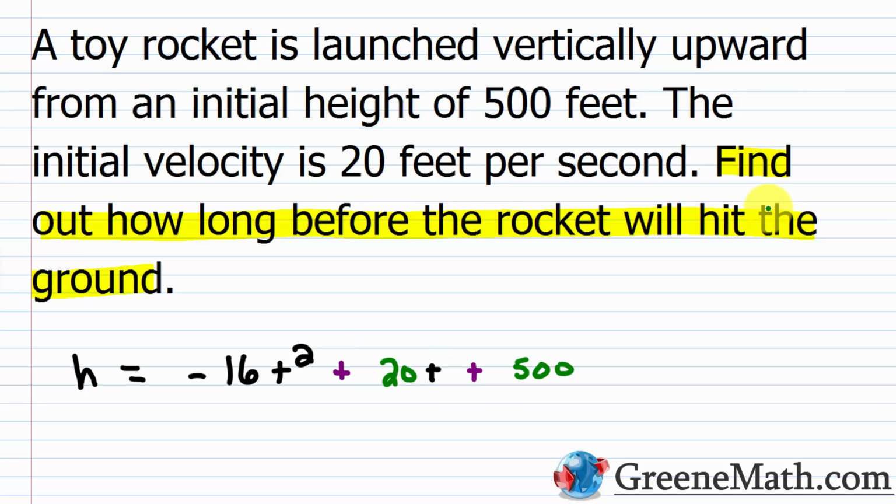But it says find out how long before the rocket will hit the ground. We already said that when the rocket hits the ground, h is 0, right? That's the height. So I can just replace h with 0, and all I have here is a standard quadratic equation: negative 16t squared plus 20t plus 500. If I replace t with x, it's going to look very familiar. I'm not going to keep it this way; I'm going to keep it with t because that's consistent with our formula. But if you were struggling and couldn't grasp what's going on, just replace it with x, solve it, and then go back and replace that for t.